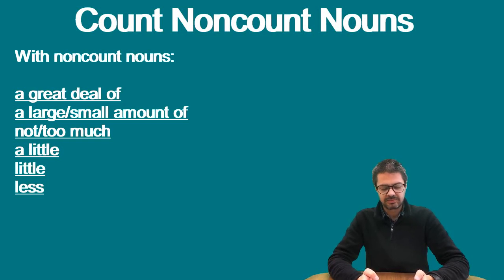Uncountable nouns. You can have a great deal of something uncountable. A great deal of chicken, non-countable. A great deal of water. A large or small amount of something. I have a large amount of paper. Good. We can have too much or not much paper. A little. There's a little bit of paper. Or little paper. Again, same with few and a few, little and a little we need to be careful of. And we have less for non-count, which would be less paper.